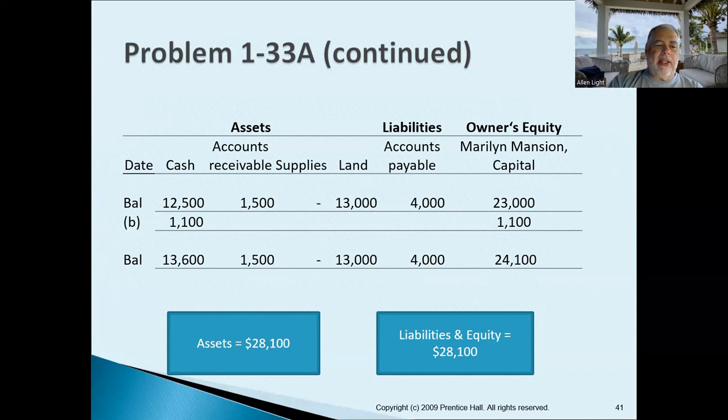So now I've added 1,100 to both sides. So now I've got my assets equal 28,100. My liabilities plus owner's equity equals 28,100. So here's my new cash balance. Here's my new capital balance.